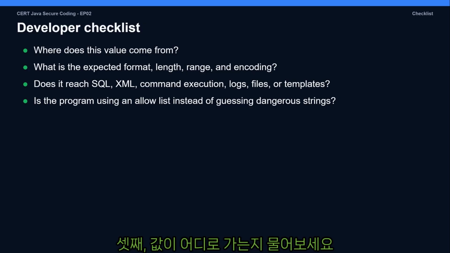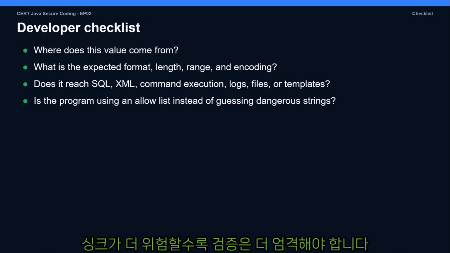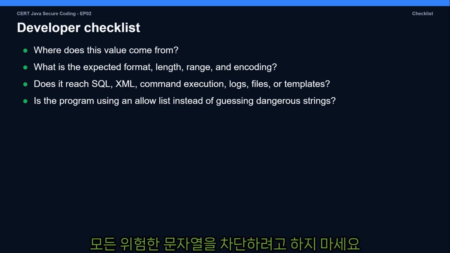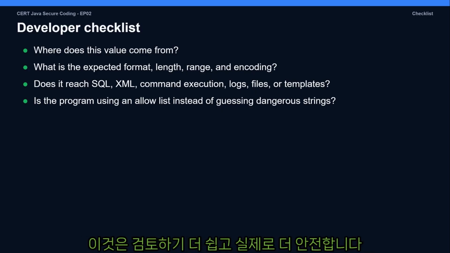Third, ask where the value goes. Does it reach SQL, XML, command execution, logs, files, or templates? The more dangerous the sink is, the stricter the validation should be. Fourth, prefer allow lists. Do not try to block every dangerous string. Define what is allowed and reject everything else. This is easier to review and safer in practice.